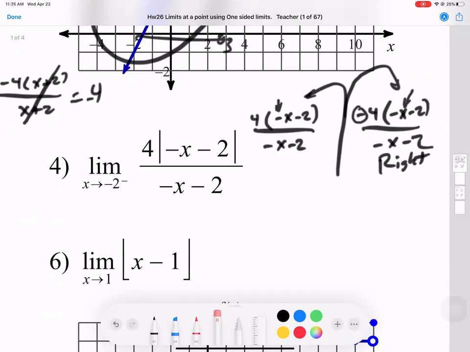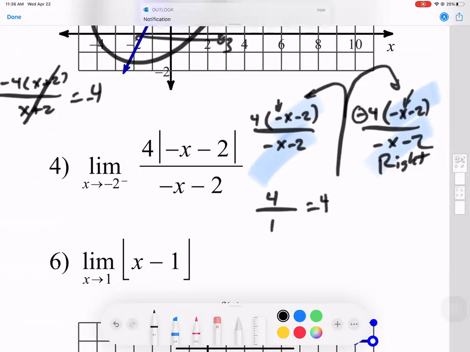So since we have our two versions, we can simplify. Now, since we don't have absolute value signs, we could divide these. So the equation on my left is just going to be 4 over 1. 4 over 1. And that is my left limit as we approach negative 2. On the right side, they divide out. Being a negative here, that's going to be negative 4. So on the right side, the graph will look like negative 4 from the right. I want to pause here.